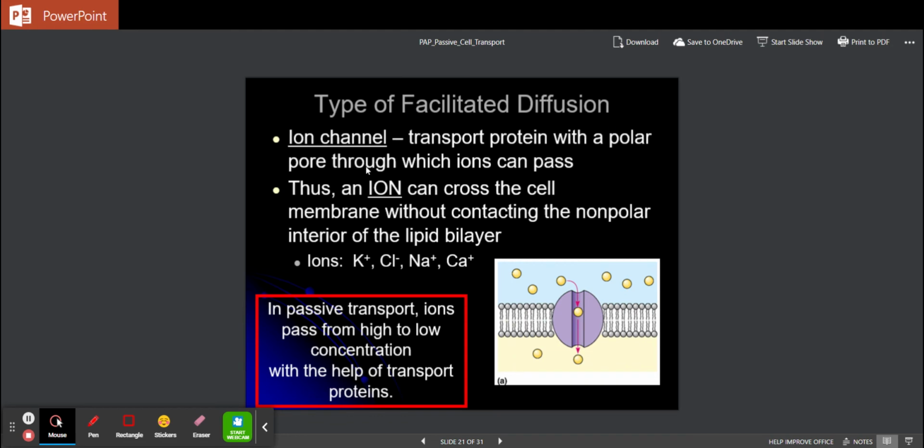Type of facilitated diffusion. This is an ion channel, so it's basically a transport protein with a polar pore, which ions can pass through. Ions are basically things that have a charge different from the regular charge. You can learn more about this in chemistry, but you don't have to worry about what types of ions there are for now. Instead, just know ions pass through an ion channel, which is a special type of transport protein.